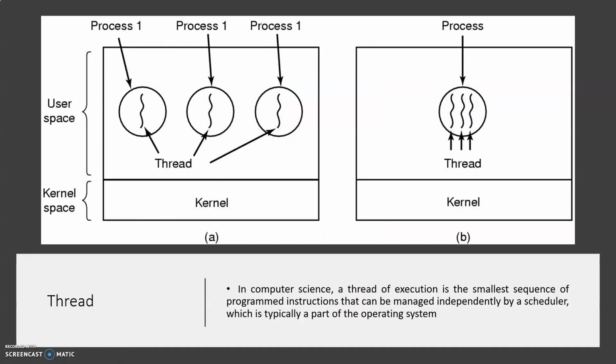Next, the topic that we are going to discuss here is a thread. A thread is actually the smallest sequence of execution. In computer science, a thread of execution is the smallest sequence of programmed instructions that can be managed independently by a scheduler, which is typically part of an operating system. It means the smallest part of execution which a scheduler can independently handle is called a thread.